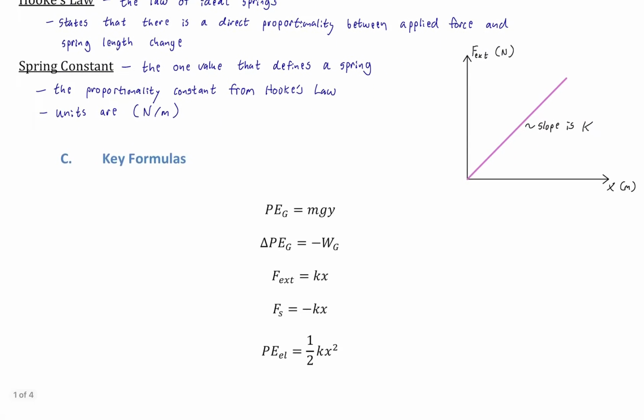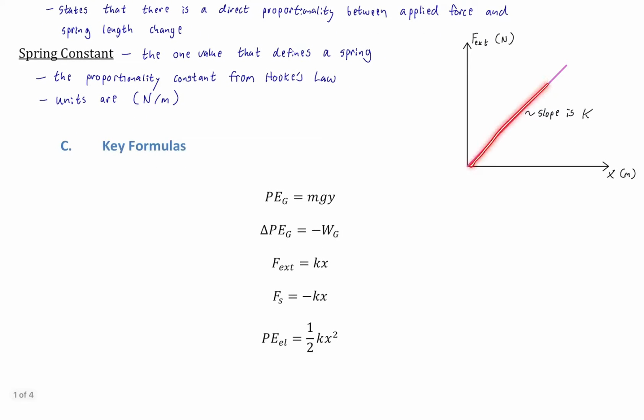Another thing about ideal springs is we assume that they stay perfectly linear. The springs never wear out, they don't end up having some permanent bending to them. So it's a perfect linear relationship here.